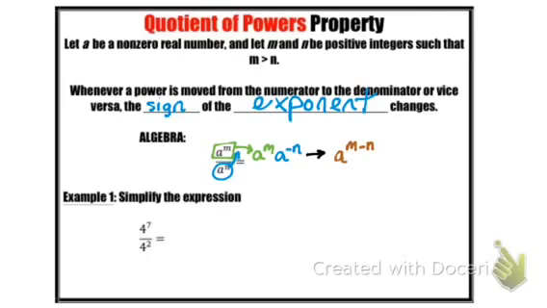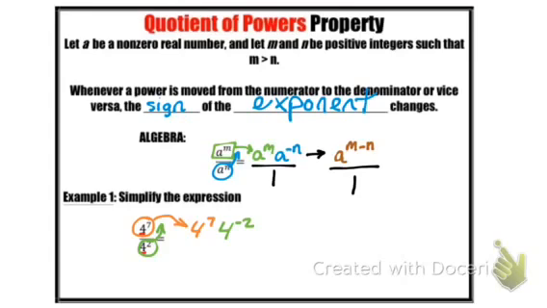And there you go. So using actual numbers in example 1 below, we have 4 to the 7th divided by 4 to the 2nd power. So I'm going to use the quotient of powers property, and I'm going to bring the 4 to the 2nd power up to the numerator. So I have 4 to the 7th, and now 4 to the negative 2nd power.